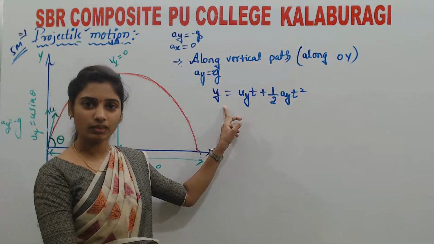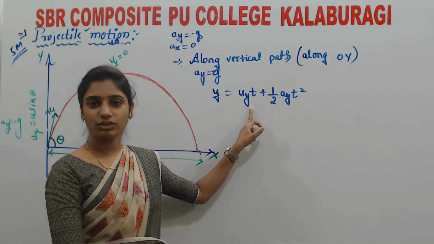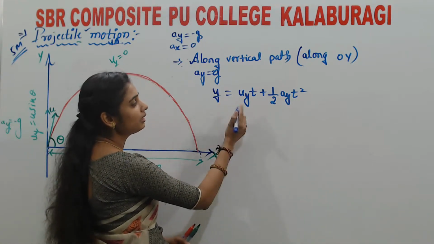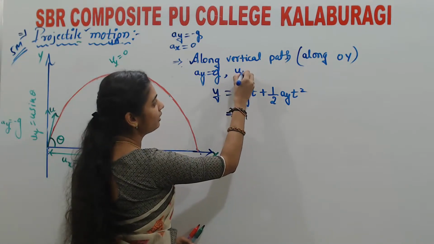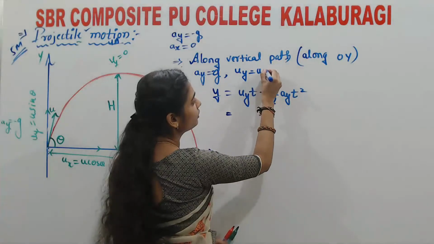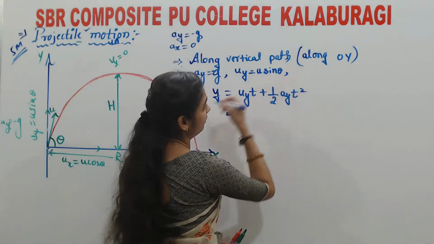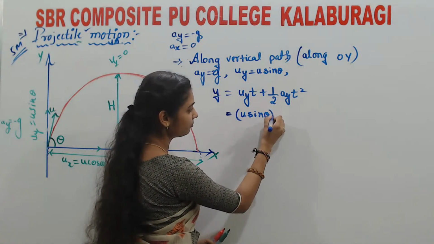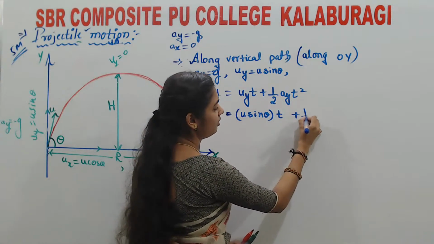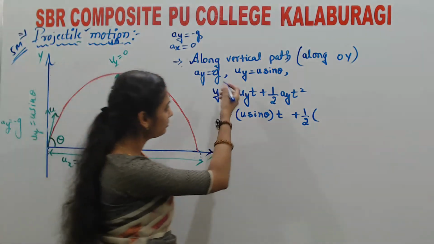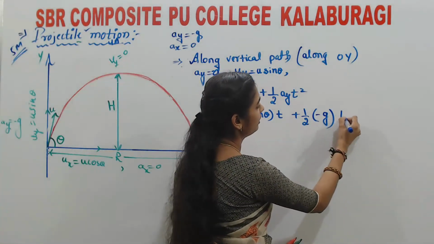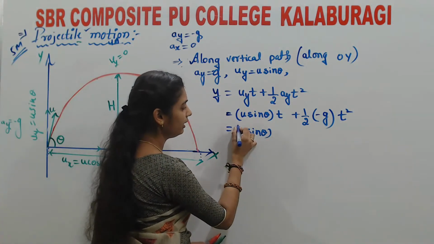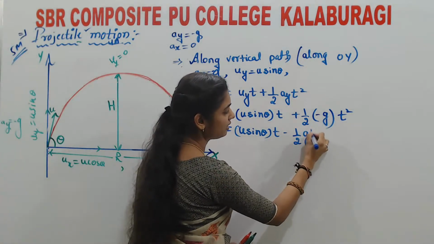Instead of s, I have given y, and uy is the velocity along the y direction. ay means acceleration along the y axis, that is, along the vertical direction. Now, what is the value of uy? We know that along the vertical path uy is nothing but u sine theta, and ay is already written. So y equals u sine theta into t, plus half, and the acceleration is -g, into t square. So this can be written as u sine theta into t minus half g t square.